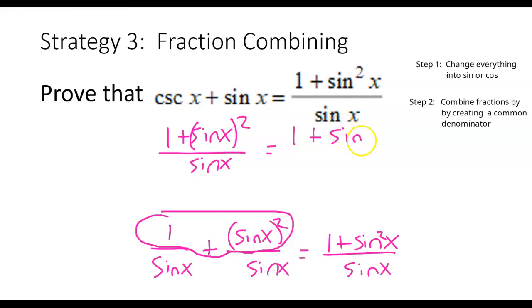And as you can see, we're basically done at this point, right? The only thing that's different is the way I've written my square, but that doesn't matter. These are identical, so we're good. All right, and that's it. So change everything into sine and cosine, and if you ever have two fractions that are being added to each other, we'll go ahead and combine them by getting a common denominator.